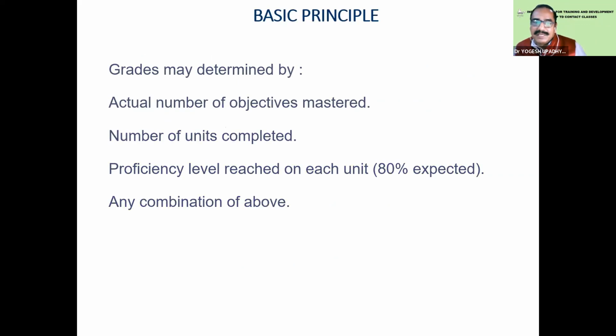Now, the basic principle: grades may be determined by the actual number of objectives mastered, number of units completed, or proficiency level reached by the 80% expected. Any one combination. Yes, Kavita ji. The way ISTD conducts this course, giving a time span of 4 years for every learner to complete based on their learning pace, are we really following mastery learning?